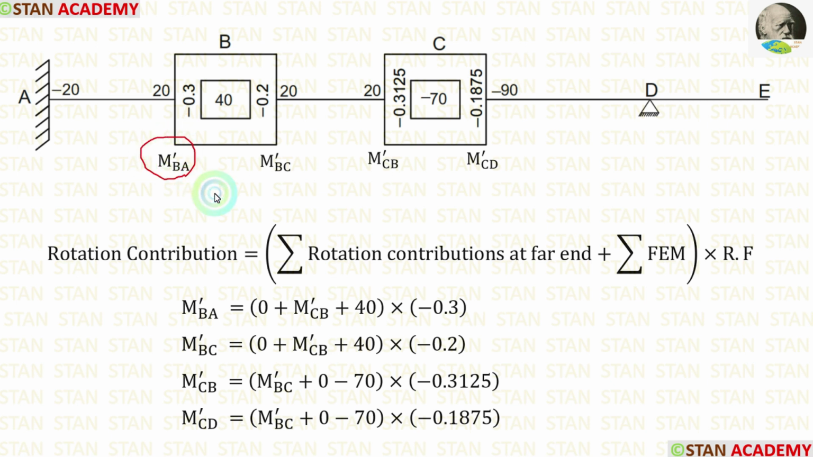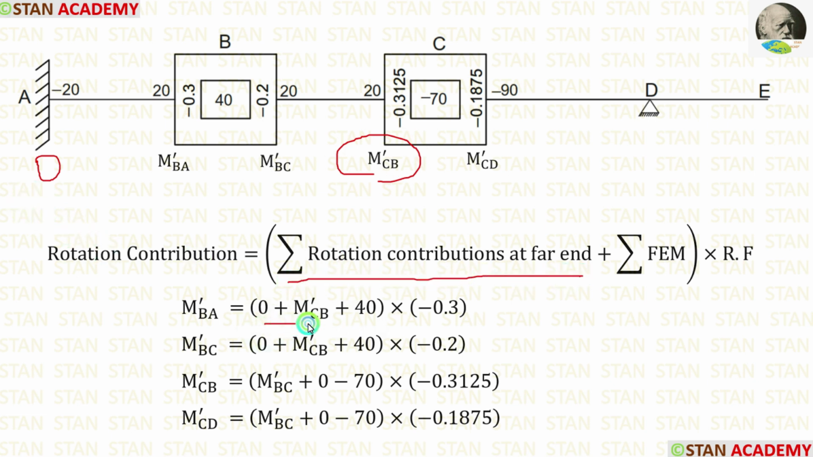First, let us see how to calculate M-BA. M-BA is located in the point B. For the point B, the far ends are the point A and the point C. In the point A, the rotation contribution is 0 because in the fixed support there will be no rotation contribution. From the point C, we have to choose M-CB. So, for the summation of rotation contributions at the far end, we are having 0 plus M-CB. The summation of fixed end moment is 40. The rotation factor for BA is minus 0.3. In this way, we can calculate M-BA.